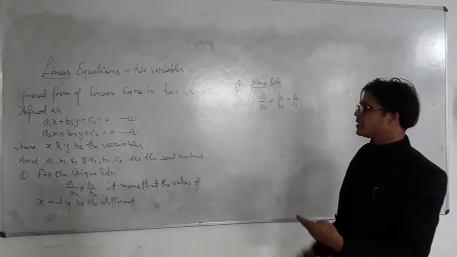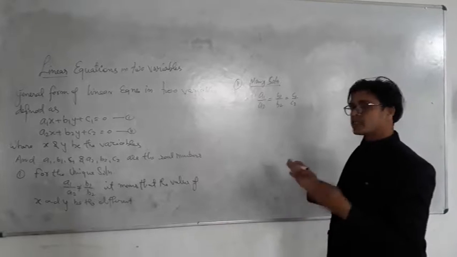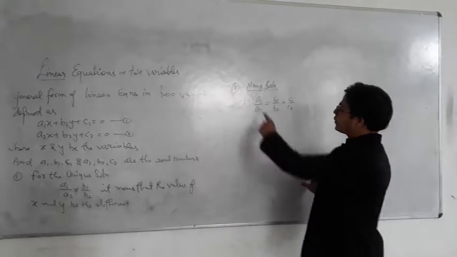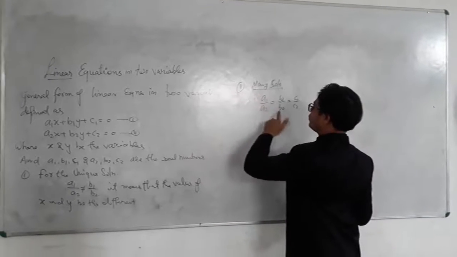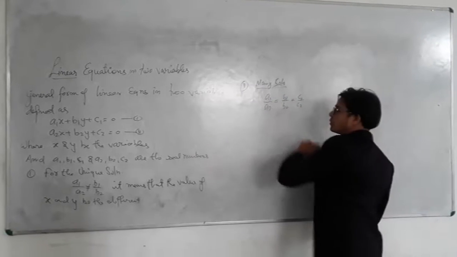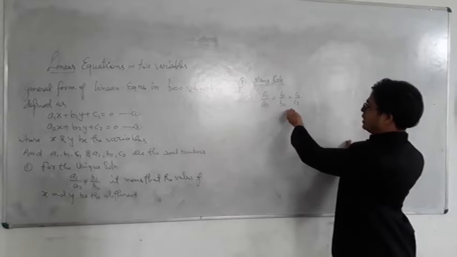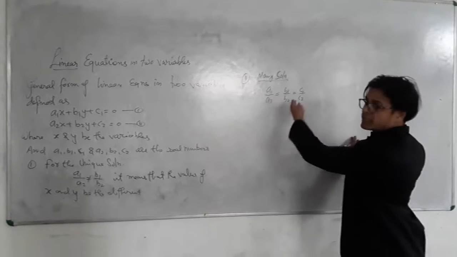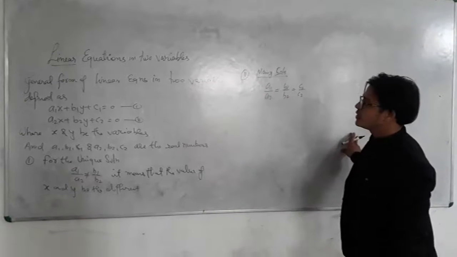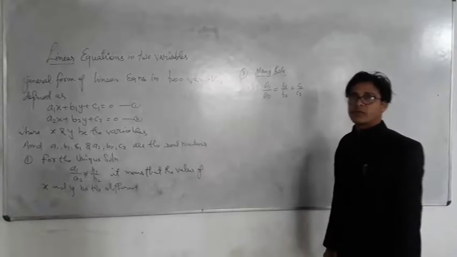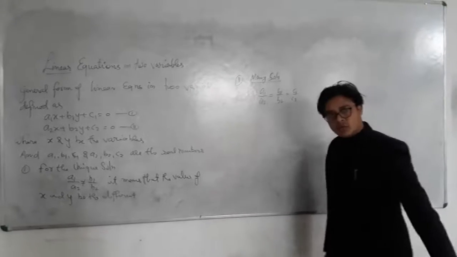So if a system is given, first we will obtain the ratios a1 upon a2 equal to b1 upon b2 equal to c1 upon c2. If this condition is satisfied, we can say that the system of linear equations in two variables has many solutions.